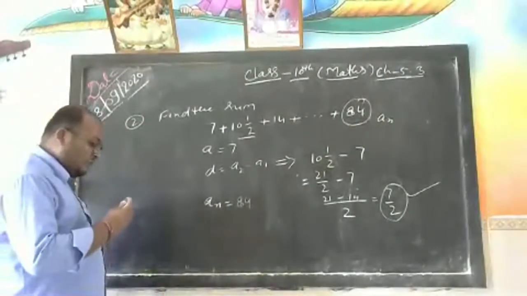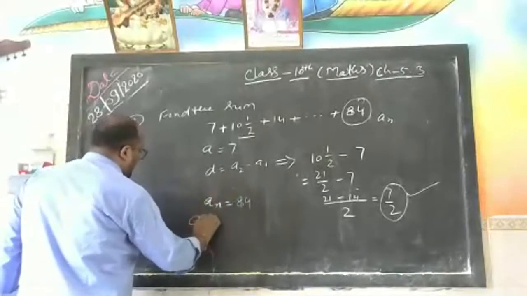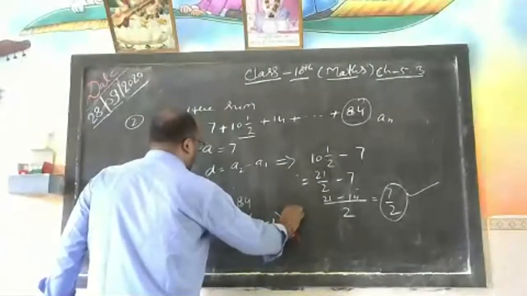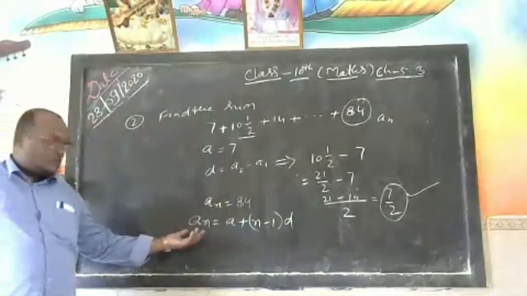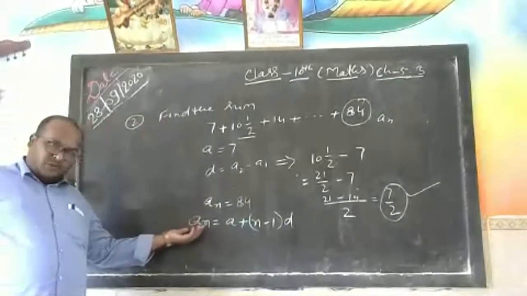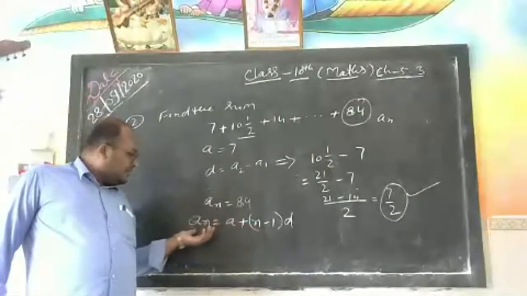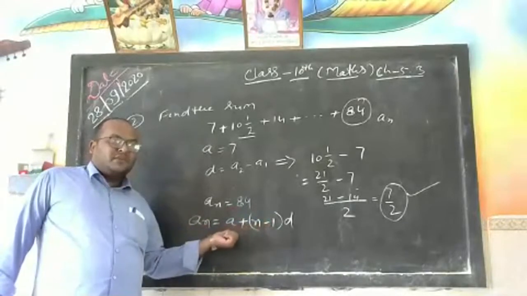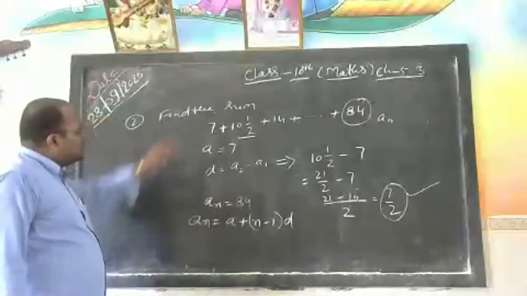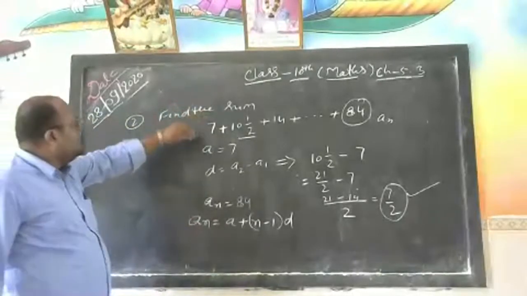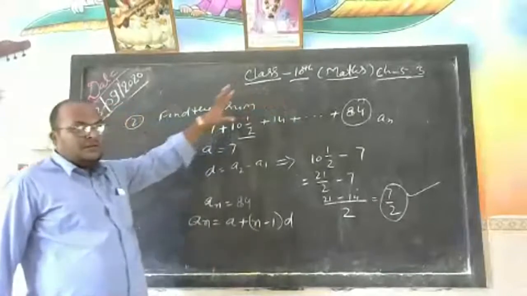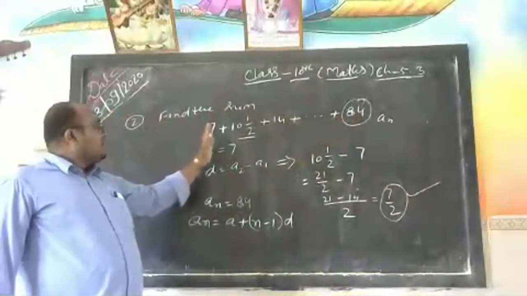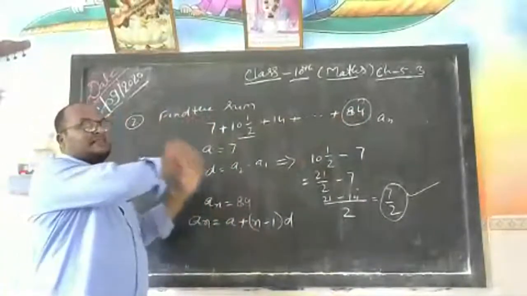So find n. This is also a formula. If an is known and you want to find the value of n, then you can easily find n by putting the values of a and d in this formula. In this arithmetic progression, you have the first term, second term, and the last term, but you don't know how many terms are present.